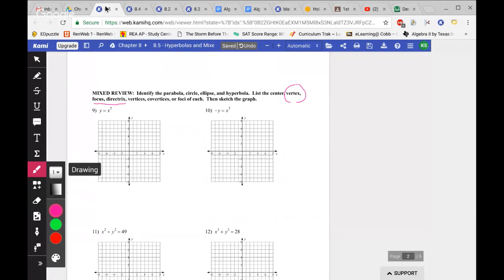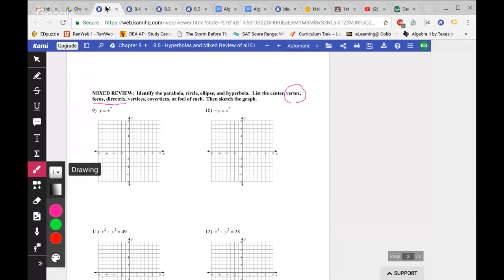Everybody was kind of familiar with the vertex, but in this case, this is y equals x squared, and we were supposed to identify whether it was a parabola, a circle, or a hyperbola. Since there's only one squared variable, I know that it's a parabola. That's how you know. If there's more than one squared variable, it's going to be another conic section. If there's only one, you know it's a parabola.